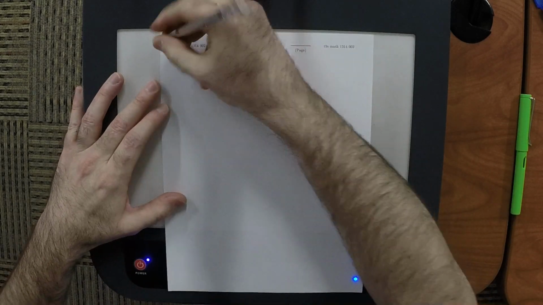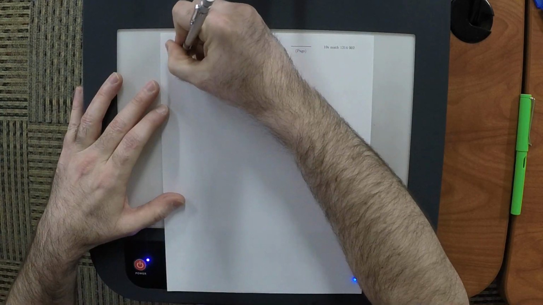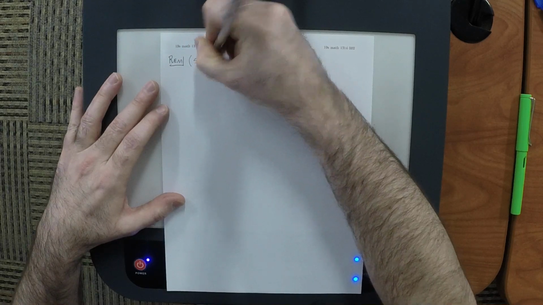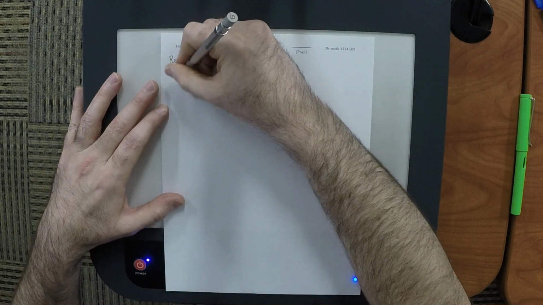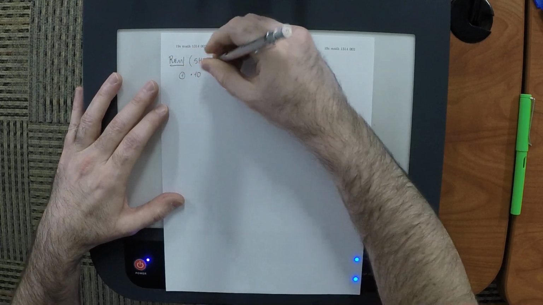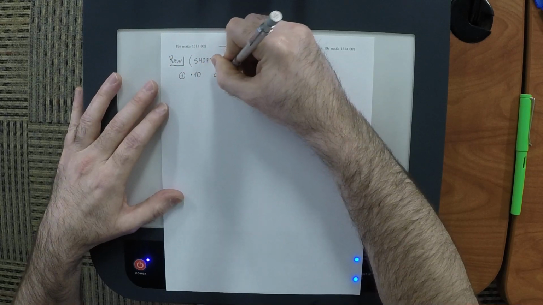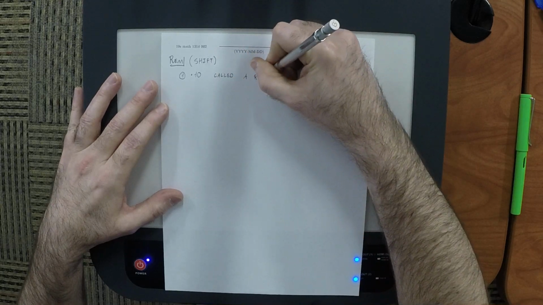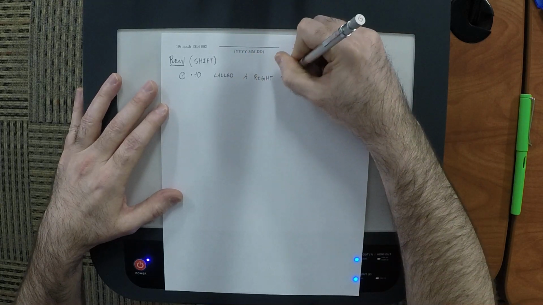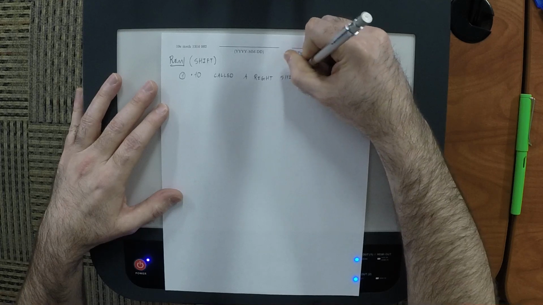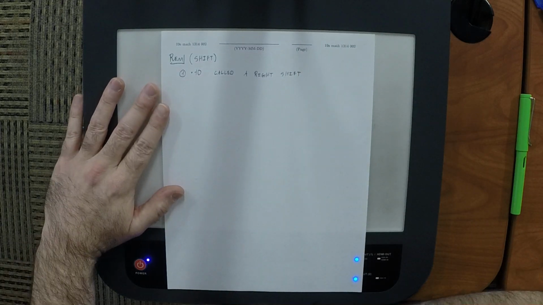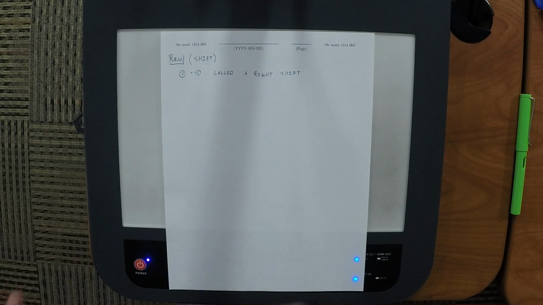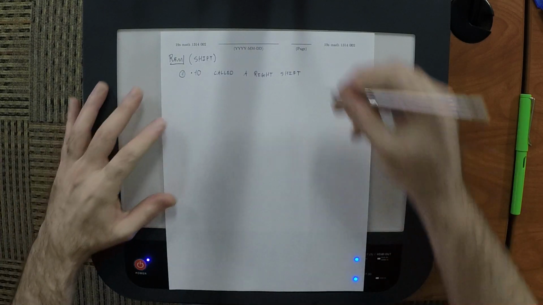So now we have shift. So multiplication by 10 is called a right shift. So that's kind of a weird name for multiplication by 10. But multiplication by 10 is called right shift. And the reason why it's called that is because of the following.